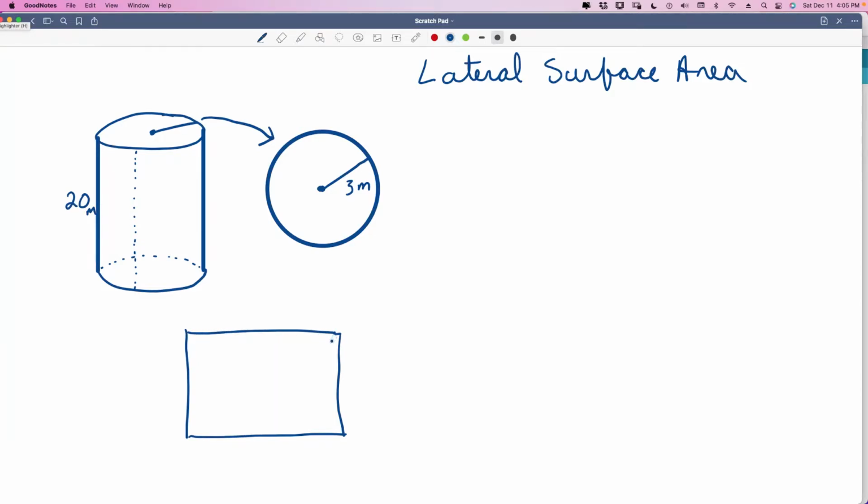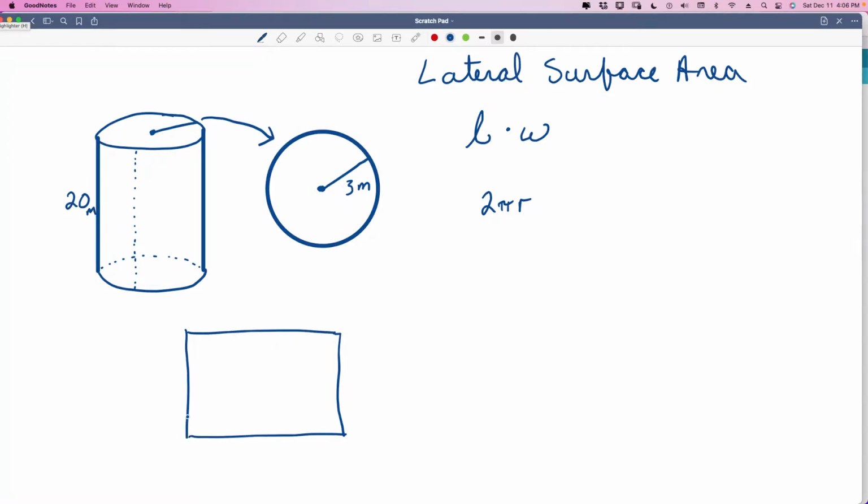Lateral surface area is the area of that label. So it's a rectangle, so you're going to need a top dimension here and a side dimension here that you can multiply. Because it's a rectangle, it's going to be length times width. That's all it's going to be. So what is the length of this label? Well, if it wraps around the circle, it's going to be the circumference. And we know the circumference of a circle is 2 pi r, right? So that's the top dimension, 2 pi r.